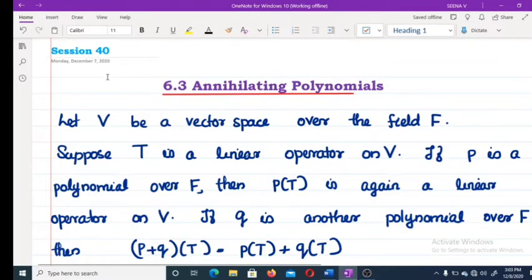Hi, today we are going to start our next section, 6.3 Annihilating Polynomials. Now let's look at the definition. Let V be a vector space over the field F. Suppose T is a linear operator on V. If p is a polynomial over F, then p of T is again a linear operator on V.